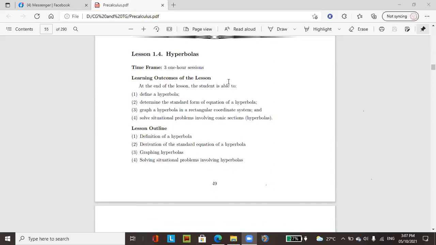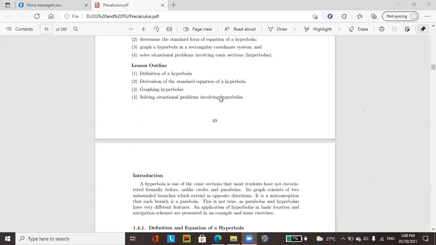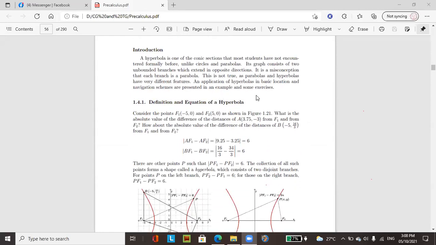Okay. We are going to discuss hyperbola. So just like other conic sections, we are going to define what is a hyperbola and determine the standard form of the equation of the hyperbola. So let's start with the definition of the hyperbola.